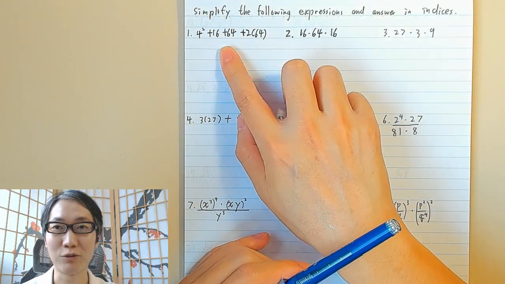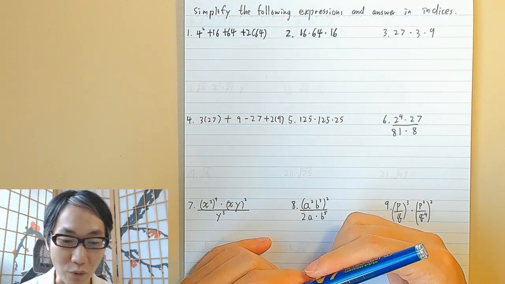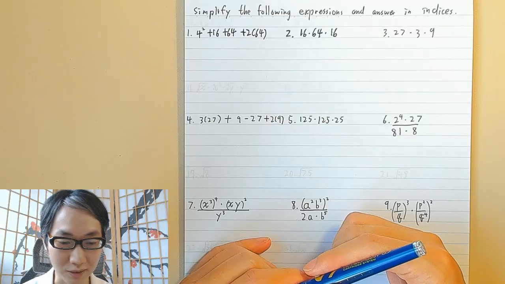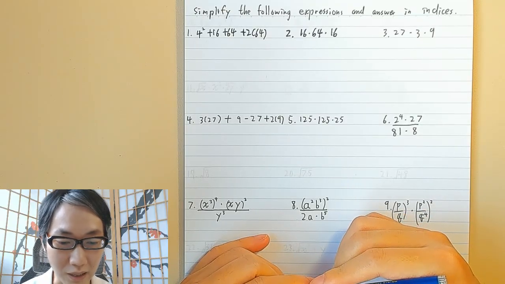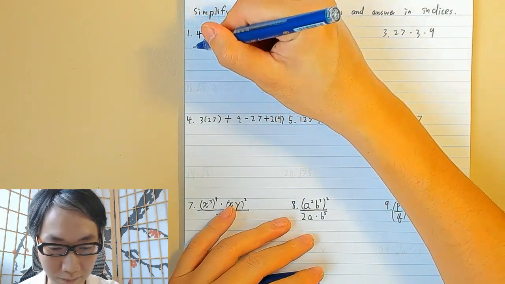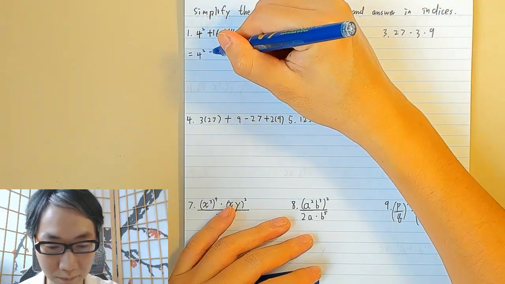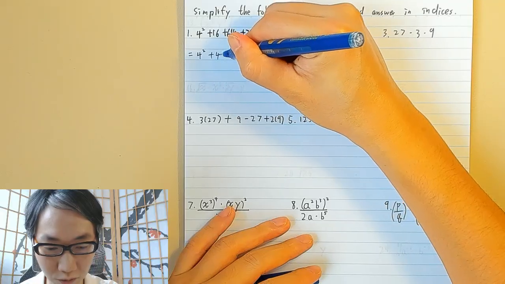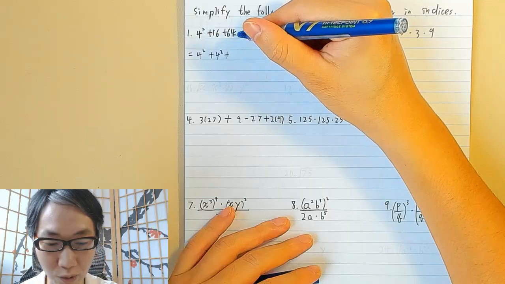So we can use a calculator to solve this, of course, but let's use indices. So 4 squared plus 16 plus 64 plus 2 times the 64. Okay. So all of these are a power of 4. So let's rewrite everything in indices. So 4 squared is 4 to the power of 2, 16 is 4 squared, and 64 is 4 to the power of 3.